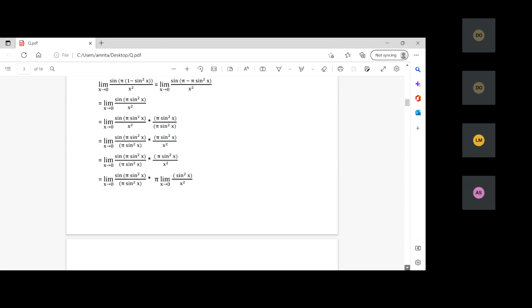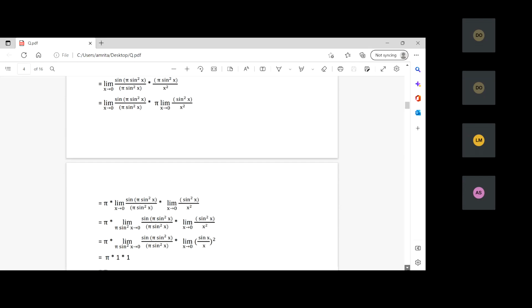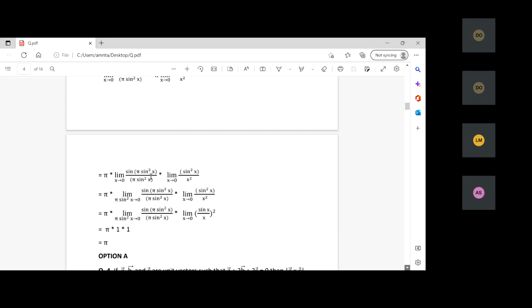Now substituting for these two limits as 1, what's the answer? You can substitute for these two limits. It will be limit pi sine square x tends to 0. This term will be 1, and limit x tends to 0, sine square x by x square is sine x by x whole square. So these two terms will be 1 and you will have pi multiplied by 1 into 1. So the answer is pi, which is option A. I think some students have typed in the chat box. So yes.